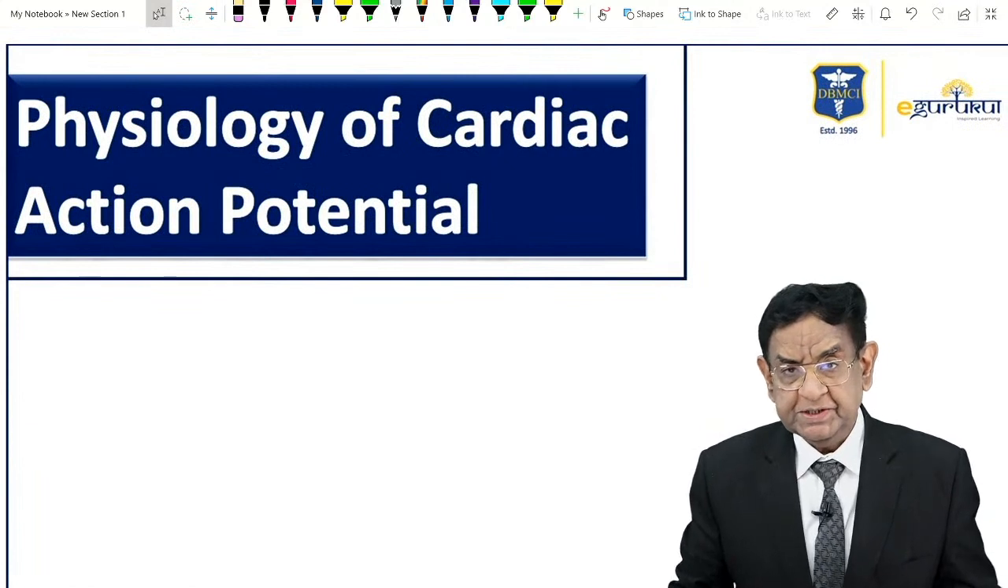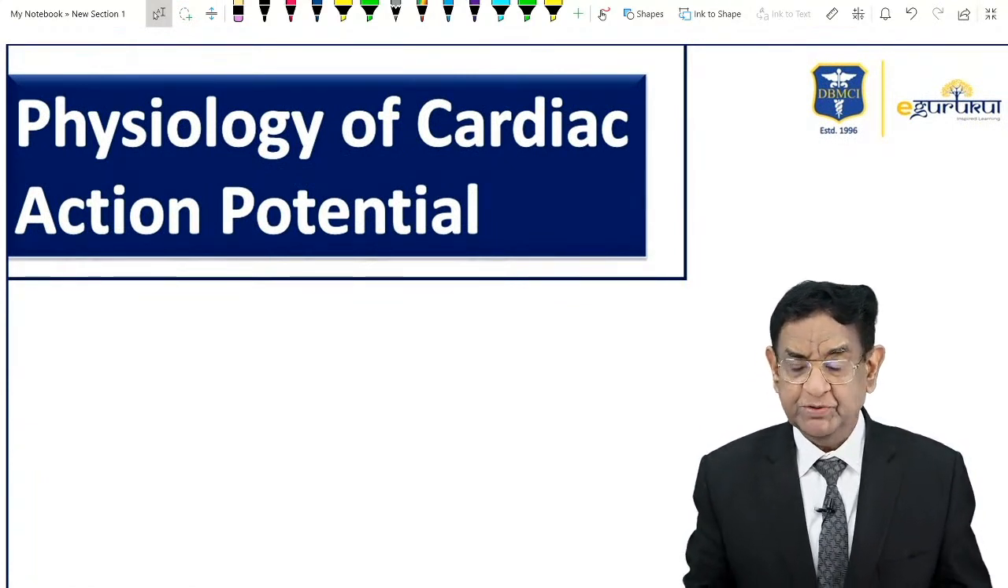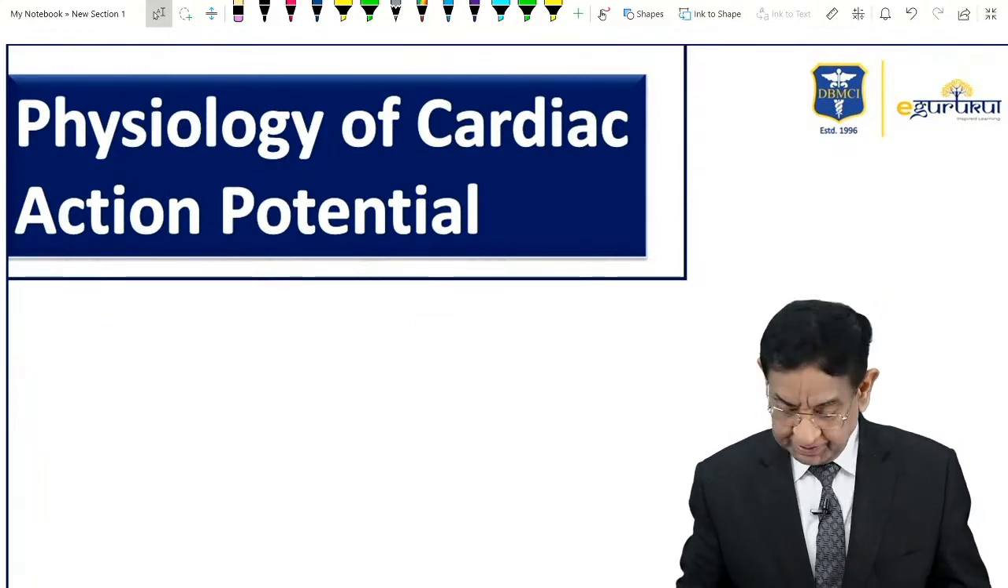Physiology of action potential is the first thing that you got to learn. Unless you know this basic concept, you will never understand the arrhythmias and other aspects of cardiology.